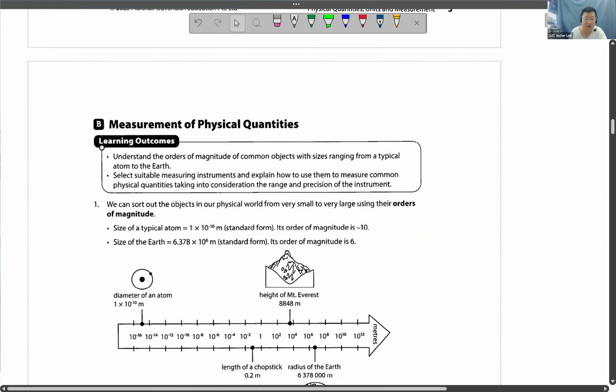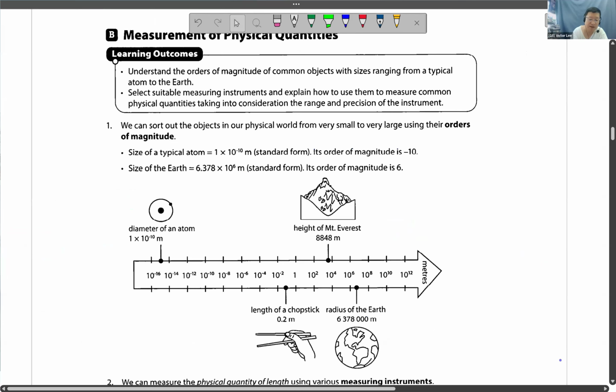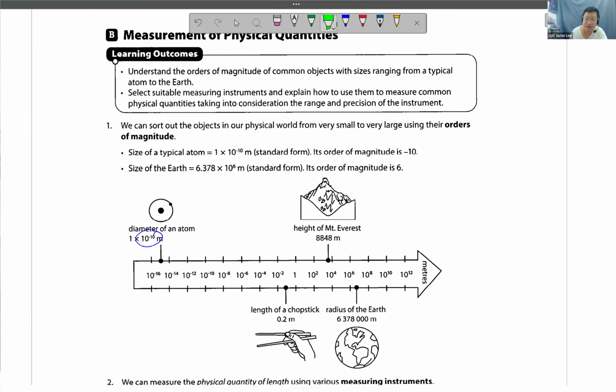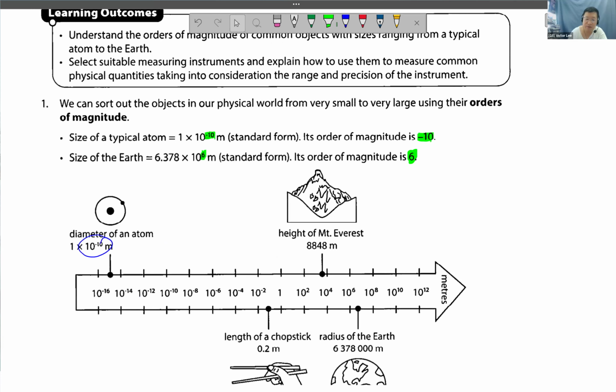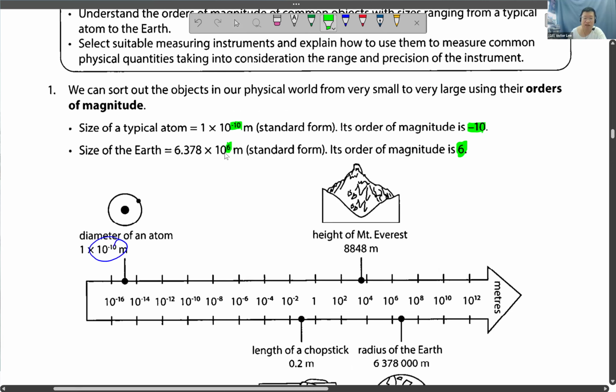Then this is the one that you need to know. Diameter of an atom is about 10 to the power minus 10. And then the order of magnitude is minus 10. Earth is 6. So you see this, minus 10 and 6. And this one must memorize. Unfortunately, must memorize. The full number no need, but you must know it's 10 to the power 6. An atom is 10 to the power minus 10. You need to know one.